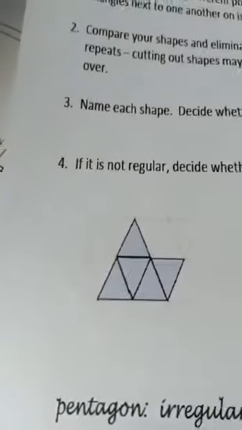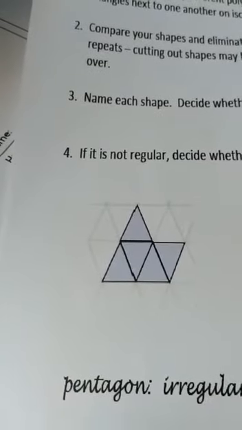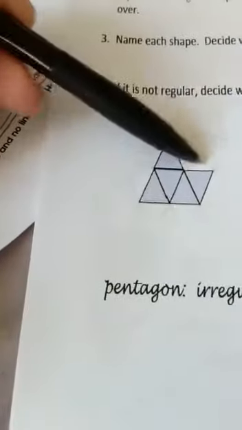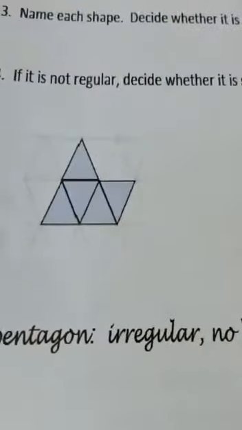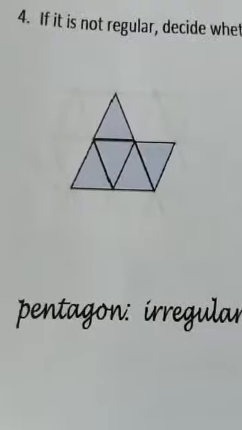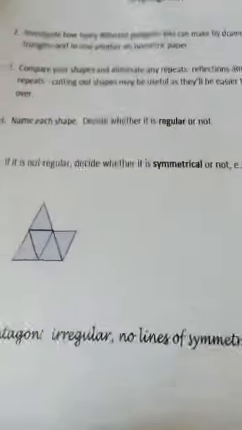So for instance, this is using 5 equilateral triangles. And here is the description. It is a pentagon because it's got 5 sides. 1, 2, 3, 4, 5. It's irregular because they're different sides and different angles. And there are no lines of symmetry. You can see that you cannot get a line of symmetry from that shape. Good luck there. And on here you've got the resource to investigate on.